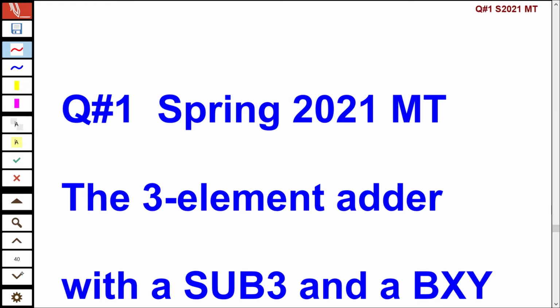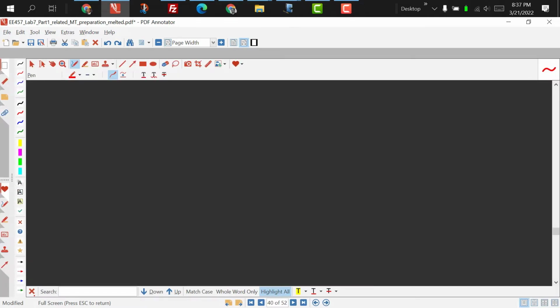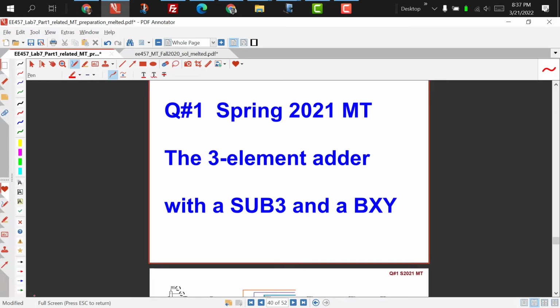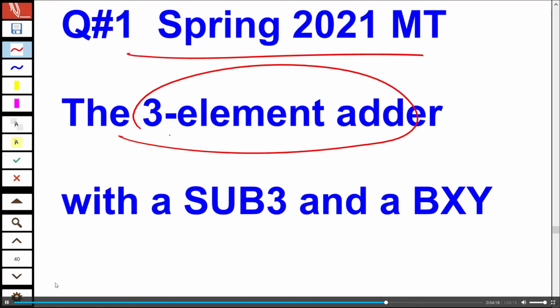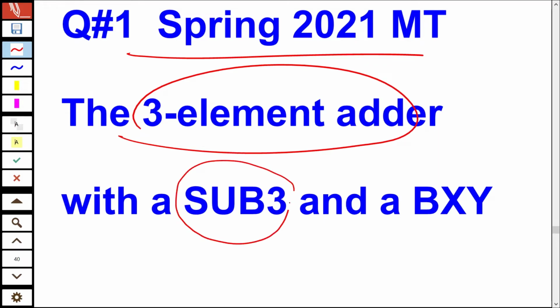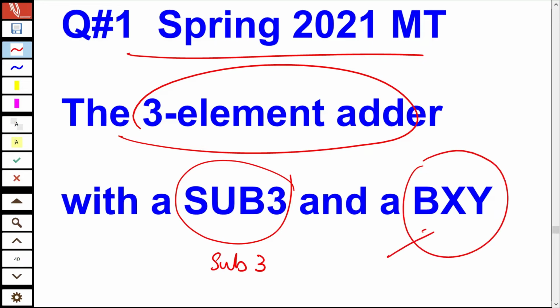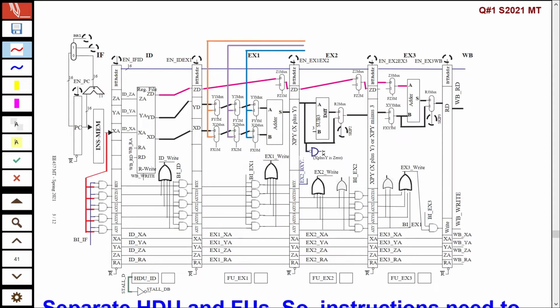Okay. Now, what happened? Okay. In this slide, we are starting on this question where the original three element adder was added with the additional stage to perform subtract 3, and this is additional operation branch if x plus y is 0. So let's see how it works.